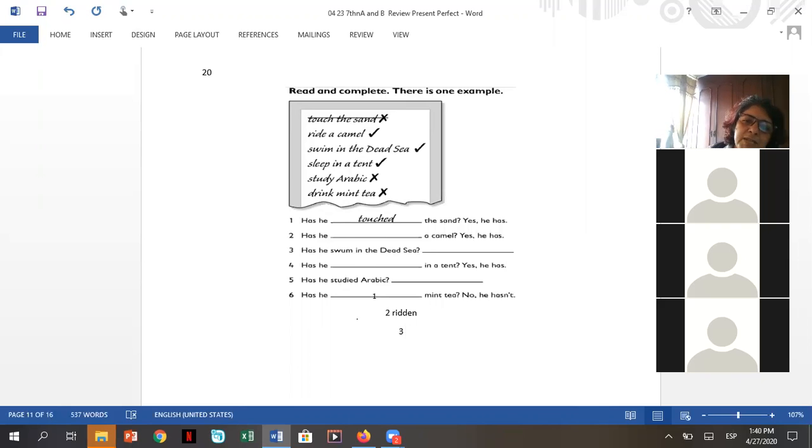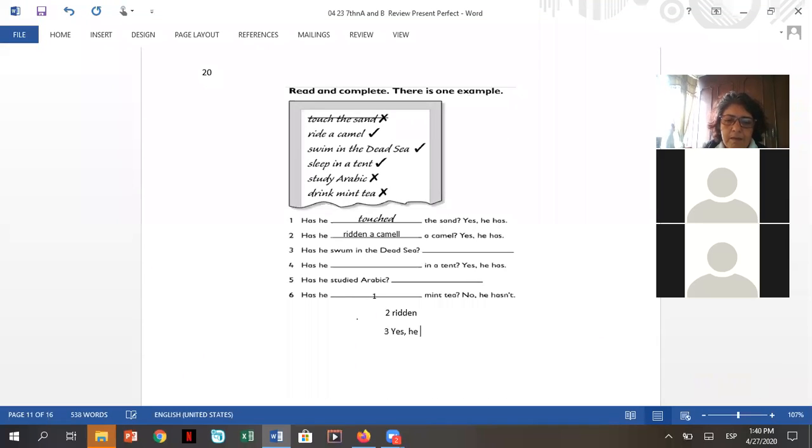Okay, read the question, please. Has he swum in the Dead Sea? Yes, he has. Teacher, in question two you don't have to put ridden a camel, it's only ridden. Yeah, I know. Ridden.